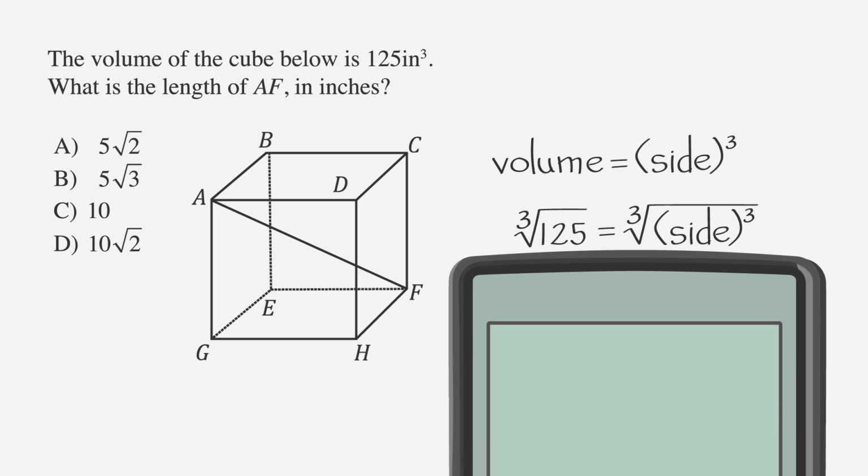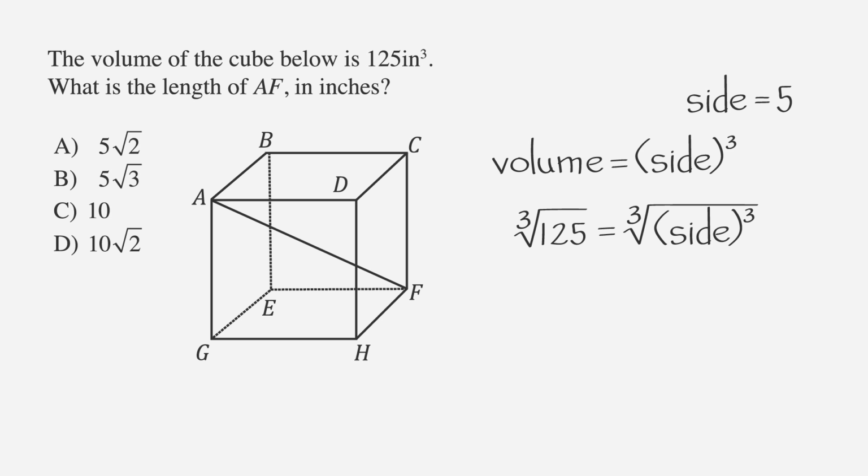To plug this into our calculator, we would type in 125 to the 1/3 power. Don't forget your parentheses. This gives us an answer of 5, so the length of one side is equal to 5. Now we can plug 5 into our long diagonal formula. So we have long diagonal is equal to 5 times the square root of 3. We don't need to plug this into the calculator since 5 times the square root of 3 is answer choice B. Circle answer choice B.